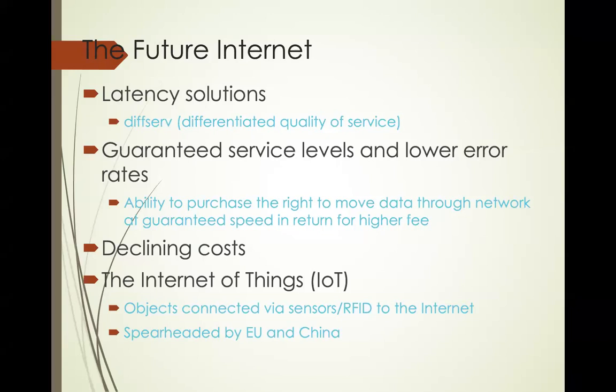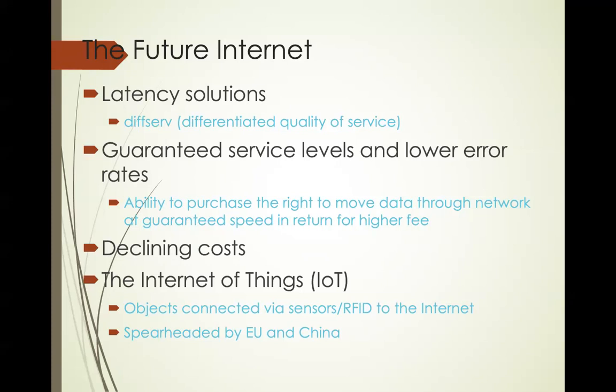Sometimes it's slow. While with the leased line, they guarantee the speed, for example 1 megabit per second. You might see that it's slow, but it will never be lower than 1 megabit per second. So this is the guaranteed service level. And as time goes by, they can increase the guaranteed speed, but you have to pay more.